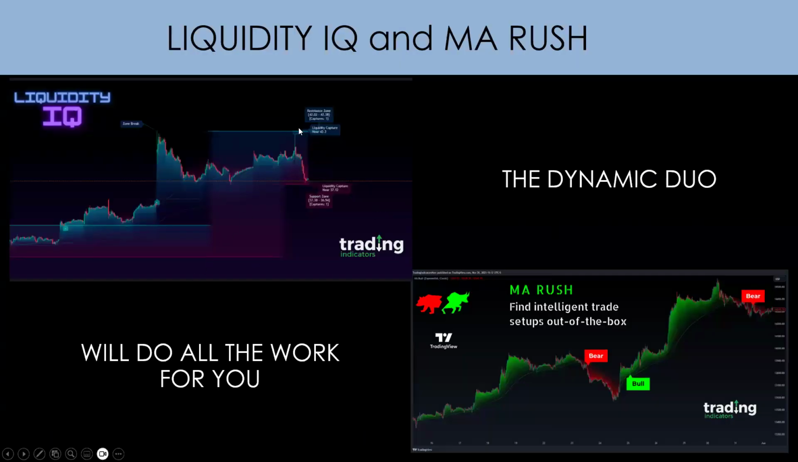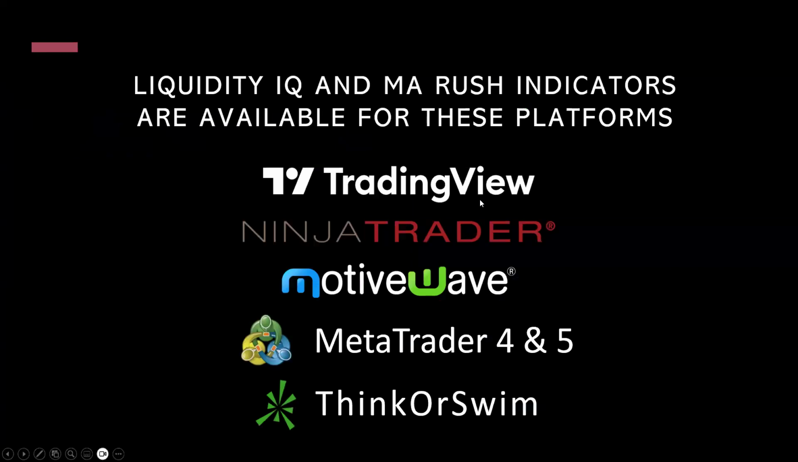So Liquidity IQ, where you see all these levels and events on your chart, with your momentum indications of MA Rush, they work great together. We call them the dynamic duo because they complement each other very nicely. And these two indicators work for all major platforms. So for TradingView, of course, you've seen it here, but also for NinjaTrader, Motivwave, a great platform. If you haven't seen it yet, Google it. Motivwave is a bit of a niche player, but it has beautiful charting and lots of innovative features built in. These two indicators also work for MetaTrader 4 and 5 and Think or Swim.